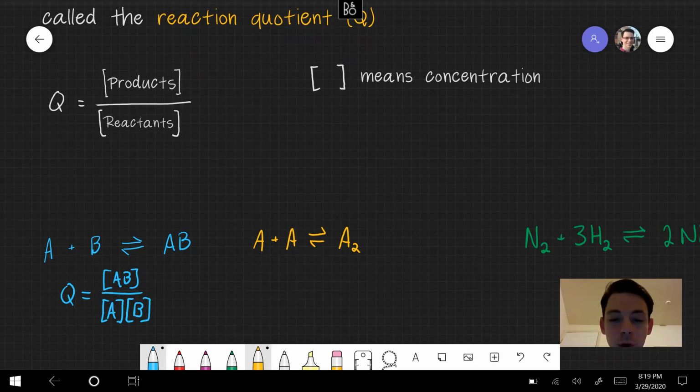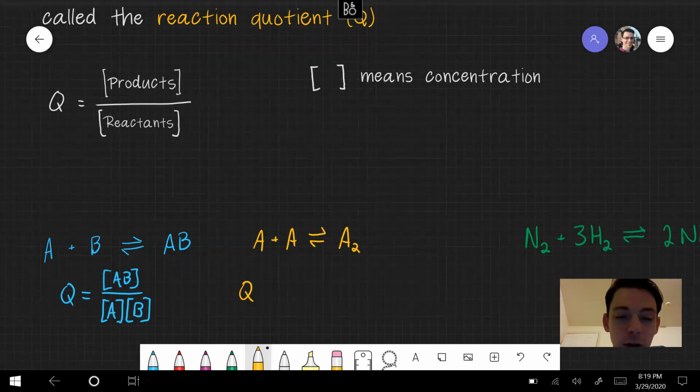If you want, you can pause and see if you can try to do the second one on your own. I'll jump right into it. This reaction, two A's are combining to make an A2 molecule. Again, only one product, so the numerator is just A2. The denominator, though, is going to be A times A.